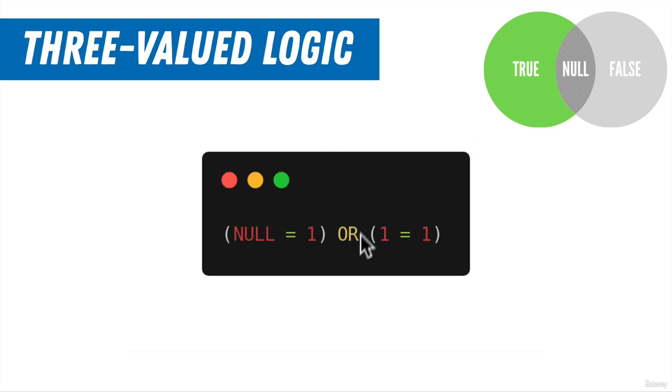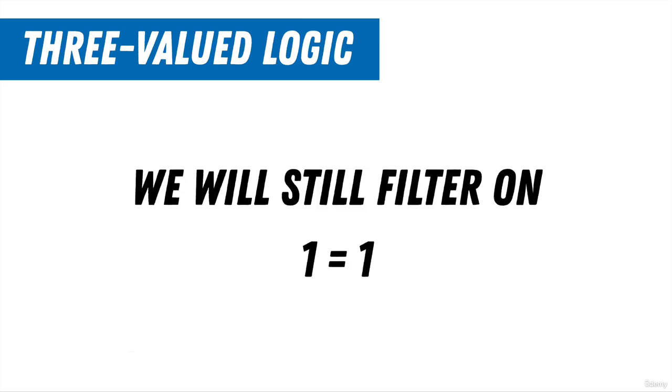But because we have the OR statement here, and because we're saying OR 1 equal to 1, well, then the whole expression becomes true, because one of the sides of the expression, not the left side, but the right side, is true. OR says, well, if one of these is true, all of it must be true. Because of that fact that the OR does that, all of it is true. Okay, so that makes sense. We will still filter on 1 is equal to 1 because of the fact that the OR works that way.